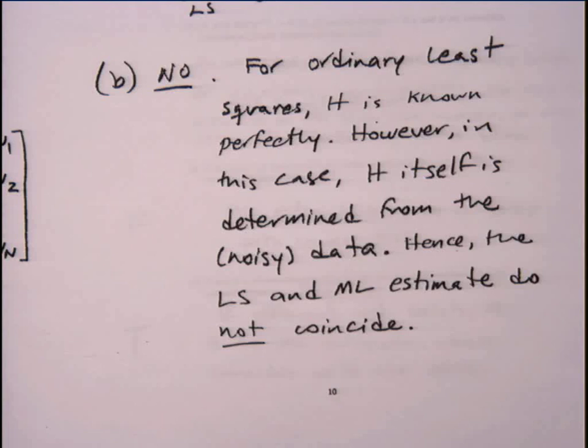Okay? And of course, if you think that maximum likelihood and least squares always coincide, this is clearly a contradiction to that. So you should not always assume that maximum likelihood and least squares coincide, unless some very specific conditions are satisfied. Okay?